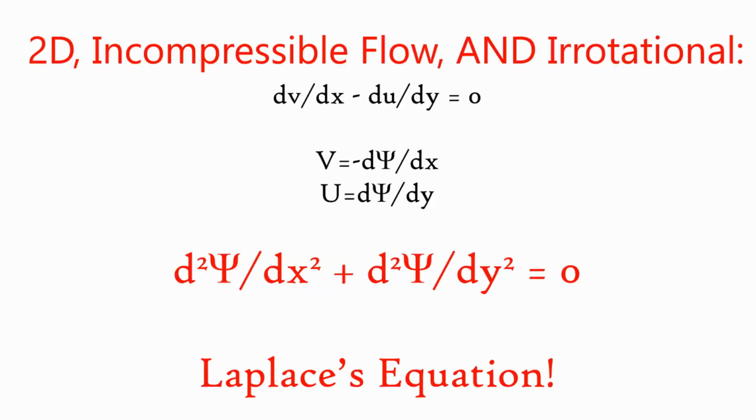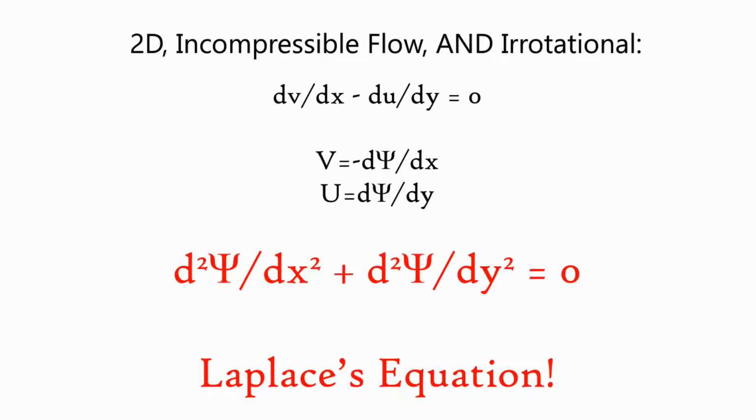Since we are also assuming inviscid flow, the flow is irrotational, which means that dv/dx minus du/dy equals 0. Plugging the psi values in, we get Laplace's equation, which is just d squared psi/dx squared plus d squared psi/dy squared equals 0. We now have an equation that represents the entire flow field in terms of only one variable, psi.